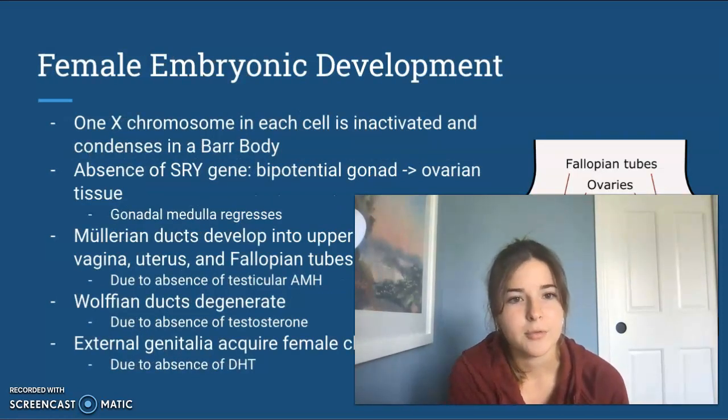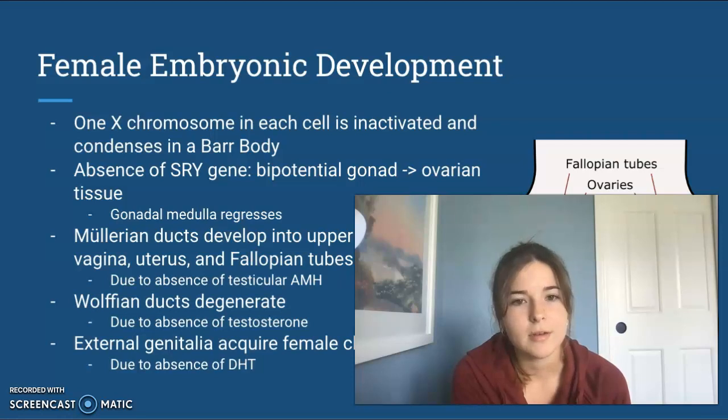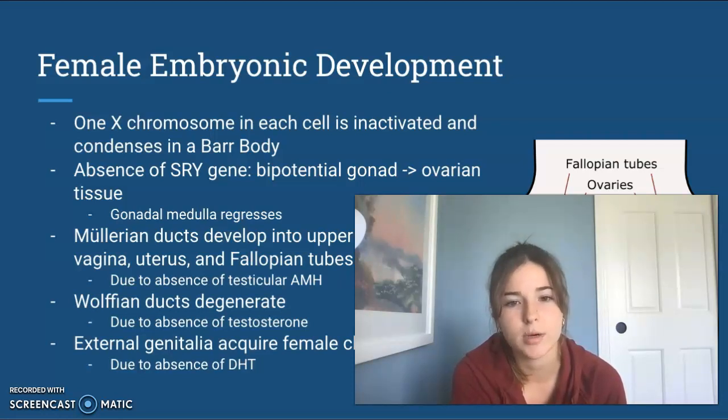Looking at female embryonic development, after the development of the ovaries in the female fetus, one of the X chromosomes becomes inactivated and condenses into a Barr body. A Barr body is a clump of nuclear X chromosome chromatin. Because of this, you then have either an active maternal X chromosome or an active paternal X chromosome.